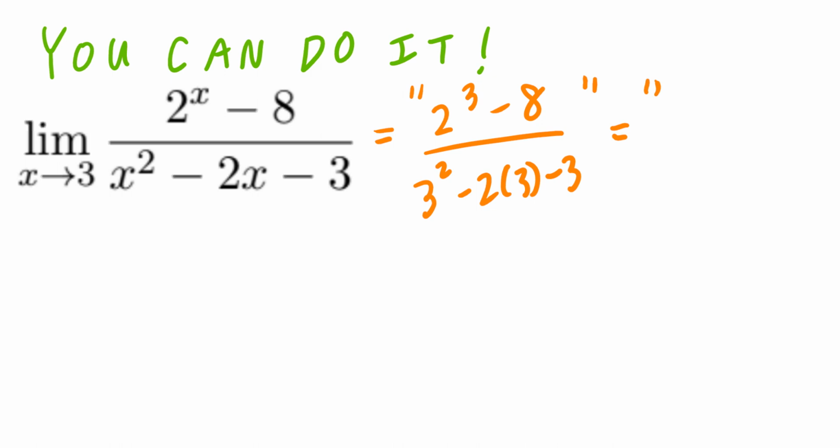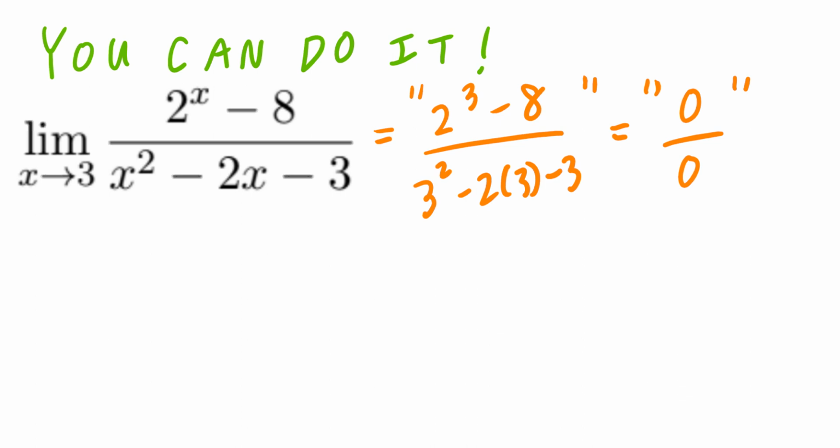2 to the power of 3, that's going to be 8 minus 8, that's going to be 0. If I look at the denominator, 3 squared is going to be 9 minus 6 minus 3, that's going to be 0. And you end up with one of the 7 types of indeterminates. Again, the most common 2 types are 0 divided by 0 or infinity divided by infinity.